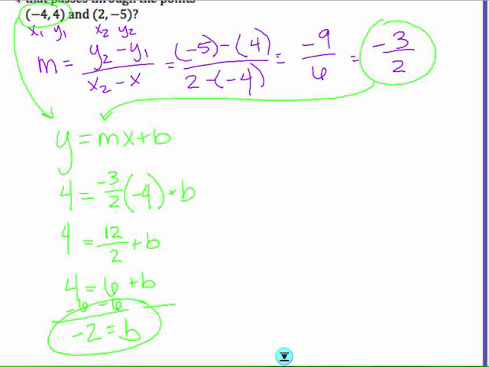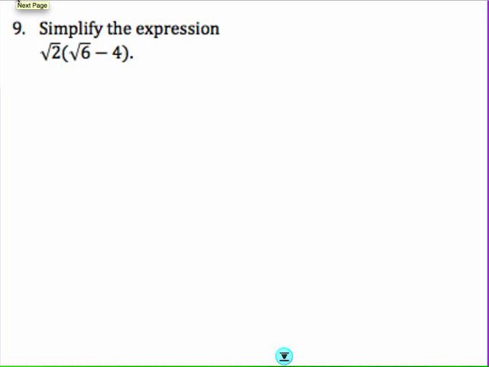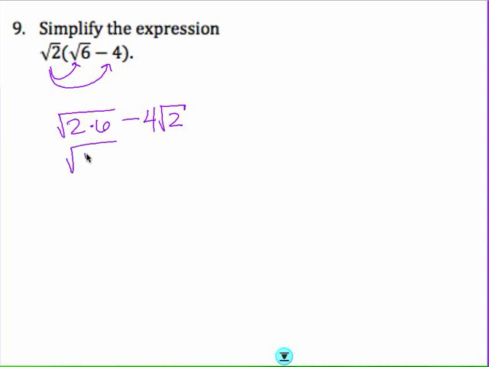If you go on to number 9, simplify the expression. So to simplify, we're going to go ahead and distribute. So the square root of 2 times the square root of 6 would be the square root of 2 times 6. Here, if we distribute the square root of 2 times a negative 4, we can't combine those because they don't both have radicals. So here, we've got the square root of 12 minus 4 square root of 2.